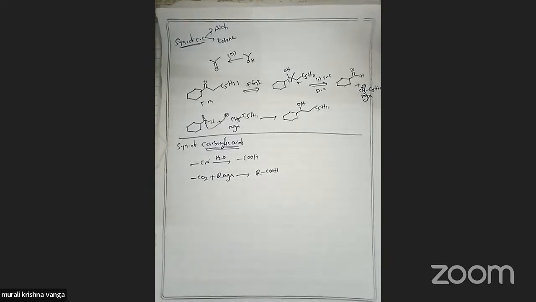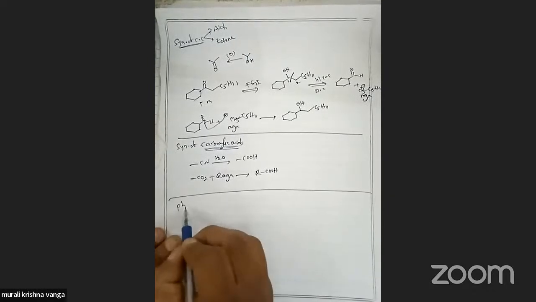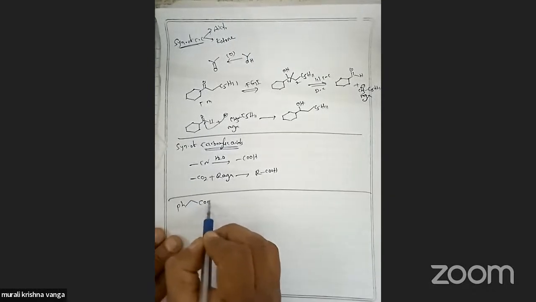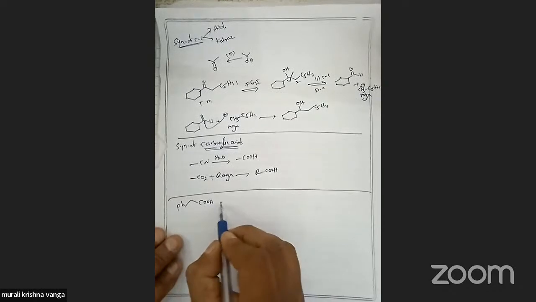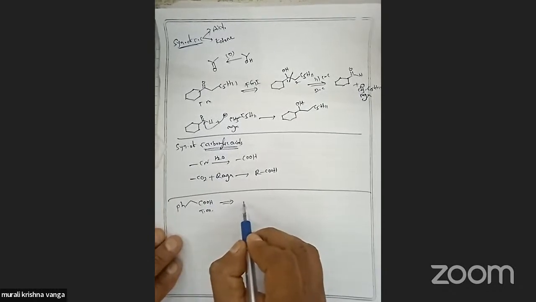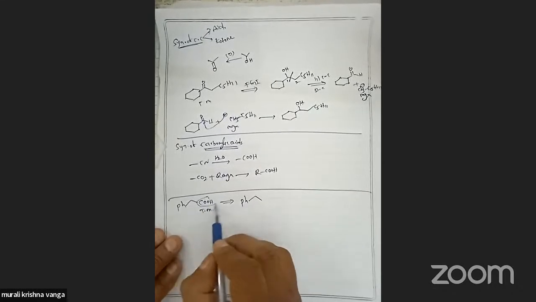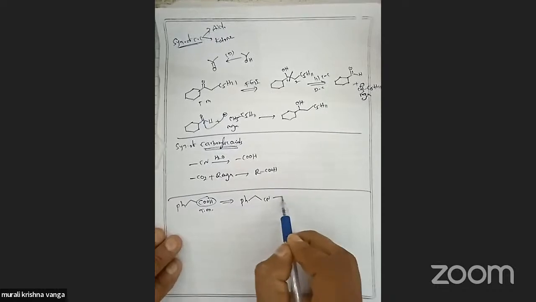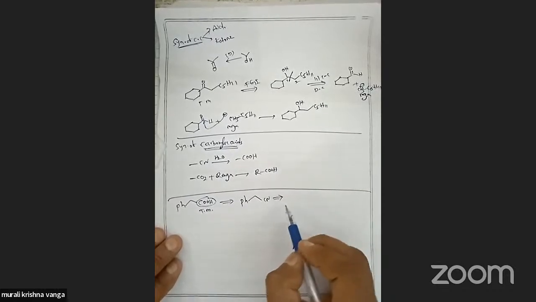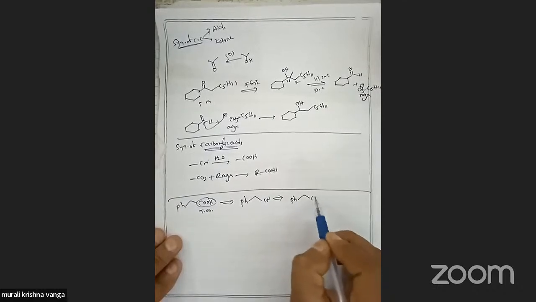I'm giving one example here in your notes. When phenylacetic acid, the target molecule, undergoes functional group interconversion, the carboxylic acid is converted into a cyano group. This cyano again undergoes functional group interconversion.